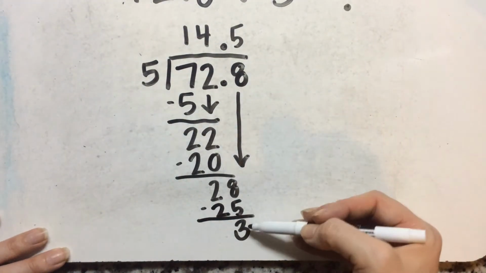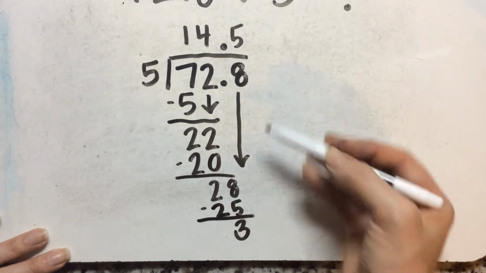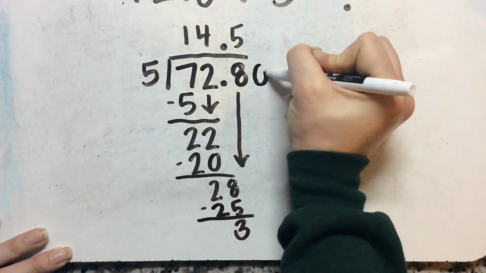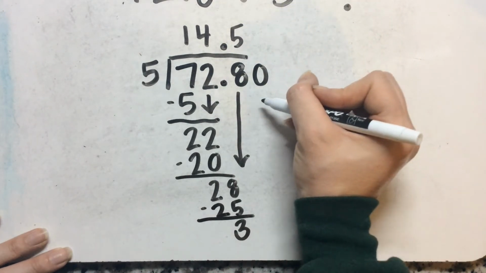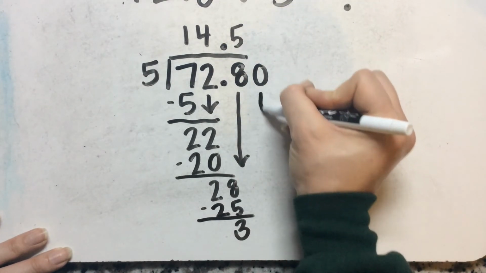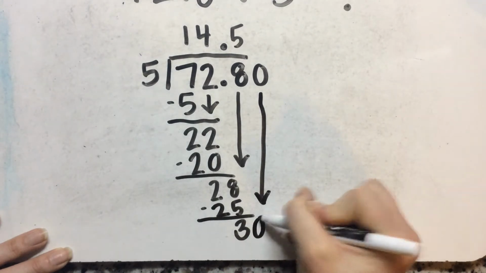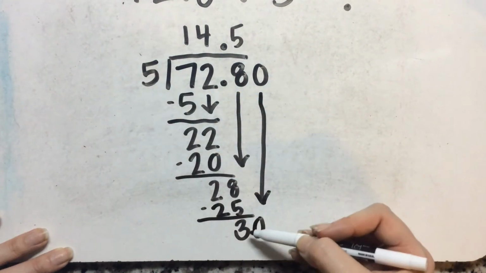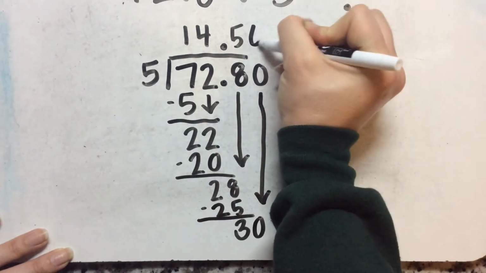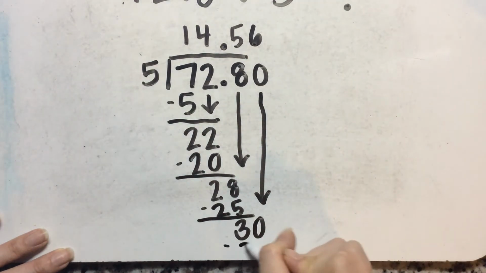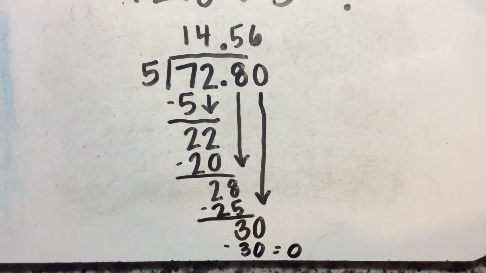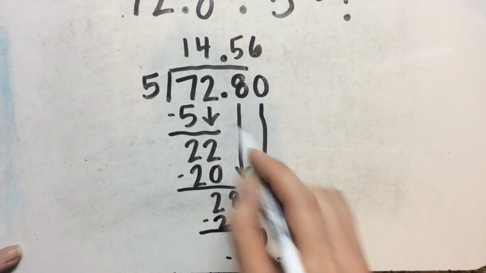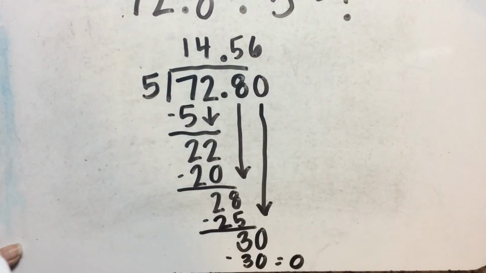But when I have a decimal number like this, what I can do is add a 0 onto the end and keep adding zeros if needed, so I don't end up with a remainder. So then I'm going to bring this 0 all the way down, and I have 30. 5 can fit into 30 evenly, which is 6. So if I subtract 30, that equals 0. So I don't have to keep going. So our answer is 14 and 56 thousandths.